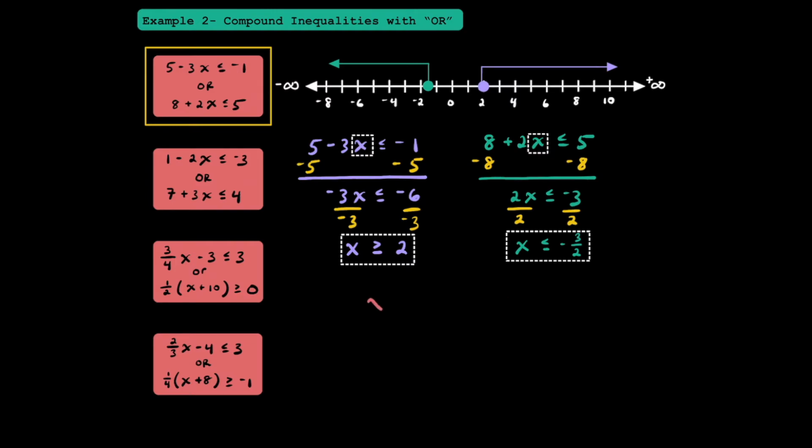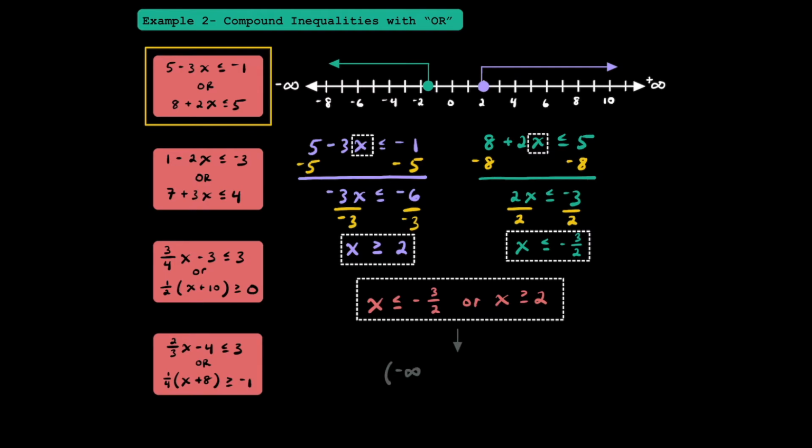Here we can write our final solution as x is less than or equal to negative 3 over 2, or x is greater than or equal to positive 2. This represents the solutions for x that make either inequality true. In interval notation, we can say parentheses, negative infinity, comma, negative 3 over 2, bracket, union, bracket, 2, comma, positive infinity.